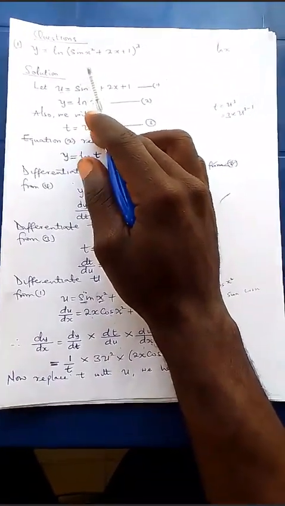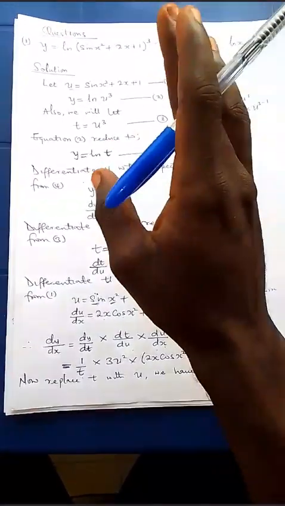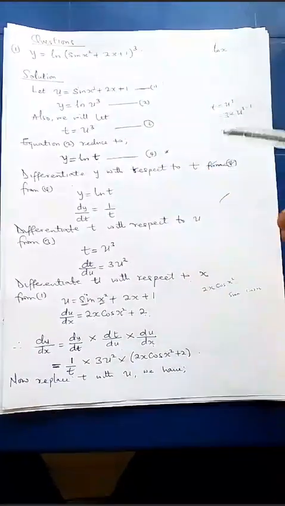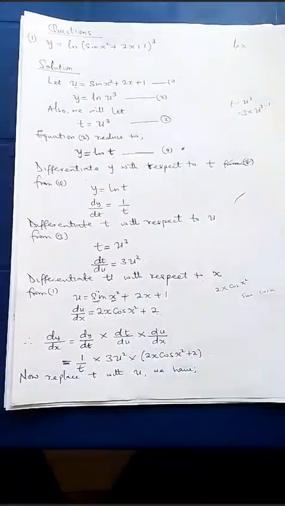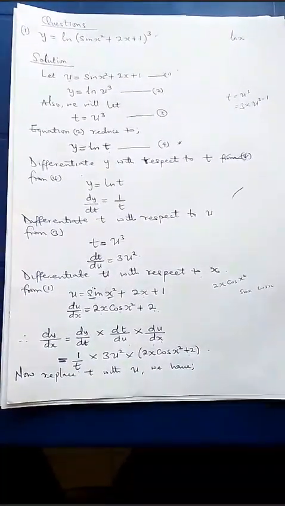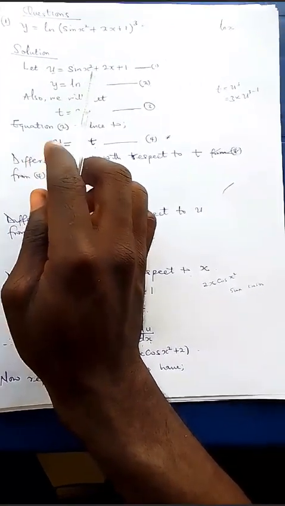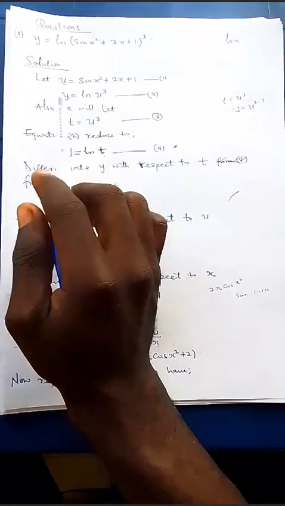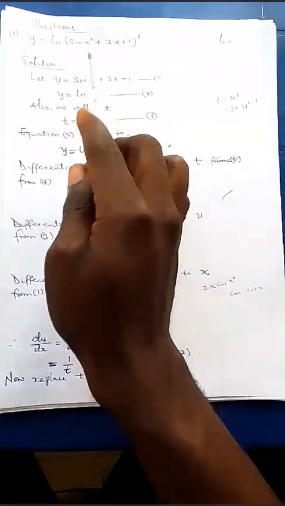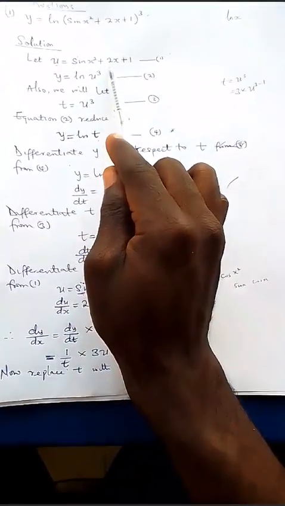So in order to differentiate this, we need to apply the rule known as the chain rule, which is also known as the composite function or the function of the function. To do this, we will try to reduce the problem by introducing variables. First, let u equal sin x squared plus 2x plus 1. If we do this, the bracket has been replaced with u. So y now becomes ln u raised to the power 3.